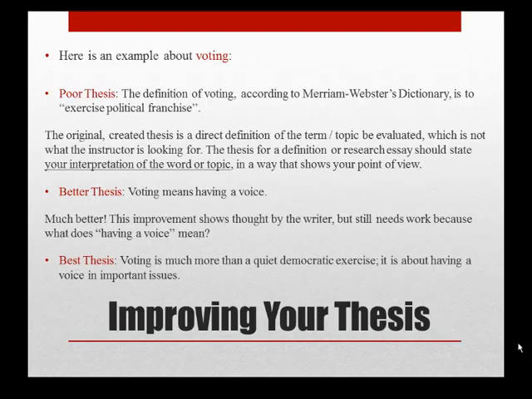The thesis for a research essay should state your interpretation of the topic. How do you view this topic of poverty? What research are you finding? Everybody's going to have a bit of a different twist or turn on poverty than someone else, and that's okay. What's your point of view? So here's a little bit of modification that was done. Voting means having a voice. Well, that's better. But it's a little bit vague, because as the writer and further the reader, which for your essay would be me, I don't really know what having a voice means.